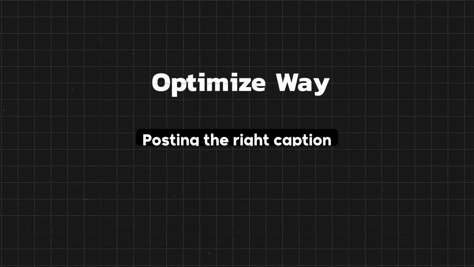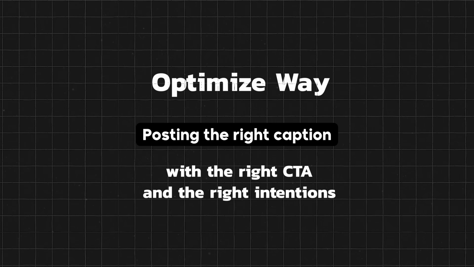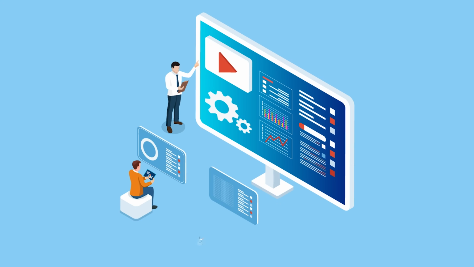Now with Instagram, you do need to be consistent when it comes to posting the right type of content and making sure that you're doing things in an optimized way. Now, when I say optimized way, you want to make sure that you're posting the right caption with the right CTA and the right intentions. And by intentions, I mean, you want to know exactly why you're posting the content to begin with. And it's all about bringing awareness to your digital info product.